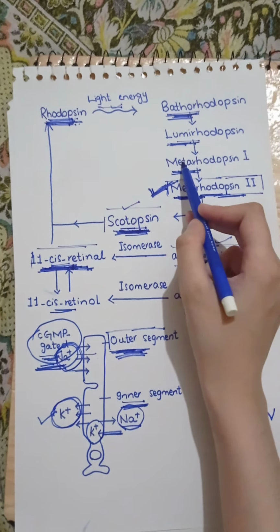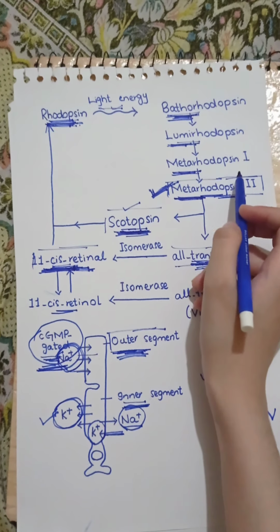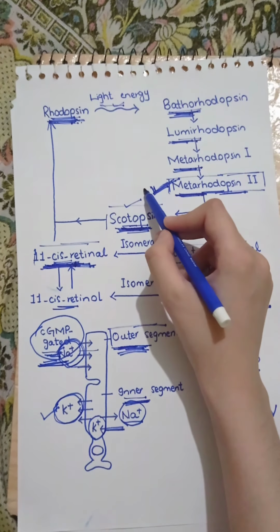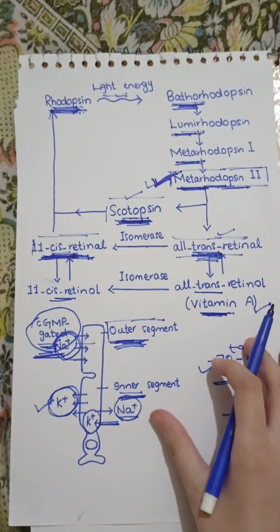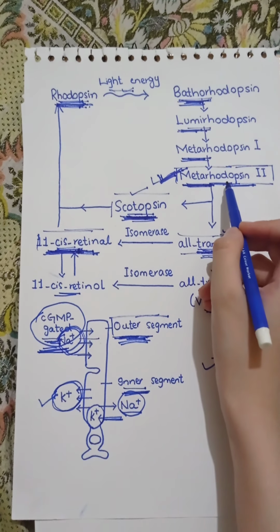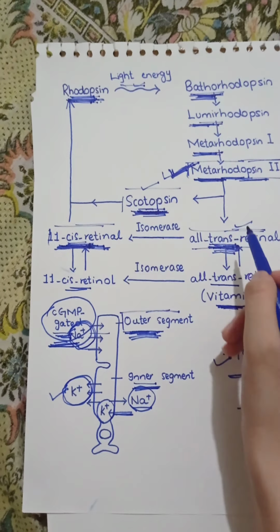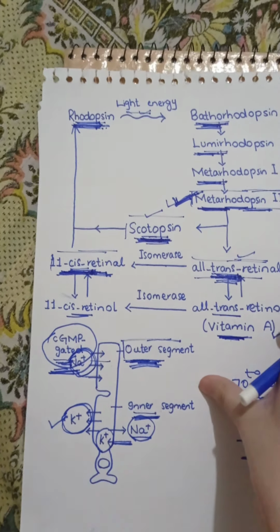Lumirhodopsin breaks down into meta-rhodopsin 1, and meta-rhodopsin 1 breaks down into meta-rhodopsin 2. The meta-rhodopsin 2 is activated rhodopsin. Then the meta-rhodopsin 2 finally breaks down into scotopsin and all-trans retinal. Now they are completely split apart.